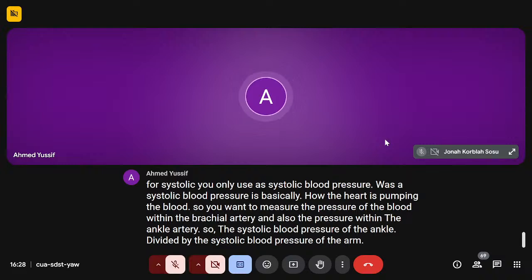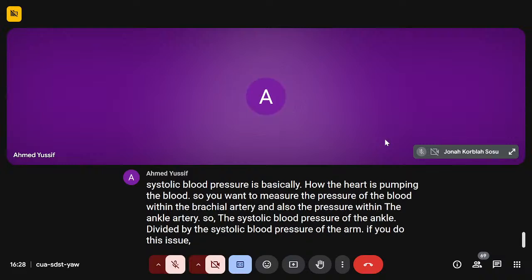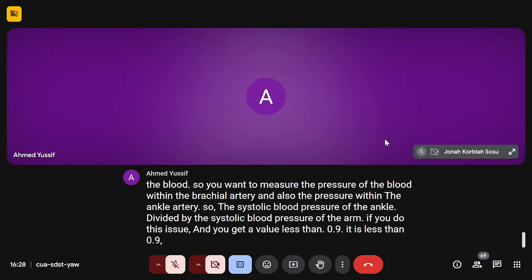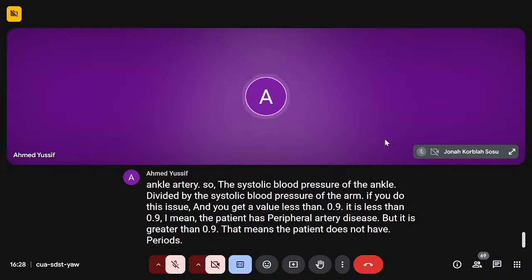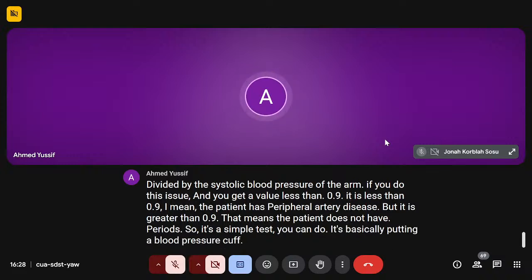If you do this ratio and you get a value less than 0.9, that means the patient has peripheral artery disease. But if it's greater than 0.9, that means the patient does not have peripheral artery disease. So it's a simple test you can do. It's basically putting a blood pressure cuff on the arm and a blood pressure cuff on the leg.